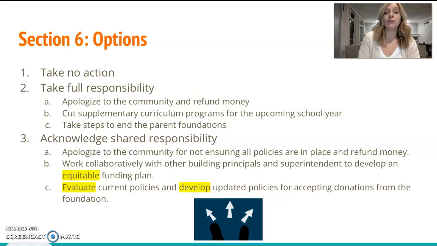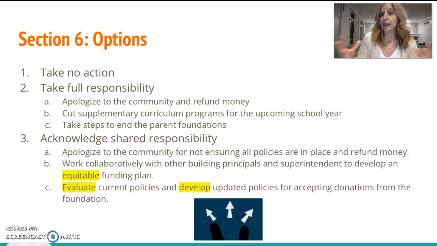The third option would be to acknowledge some shared responsibility. So that would look like apologizing to the community for not ensuring all policies are in place, and make sure that, if possible, the money is refunded to those who purchased the raffle tickets. It would be to work collaboratively with other building principals and the superintendent to develop an equitable funding plan.